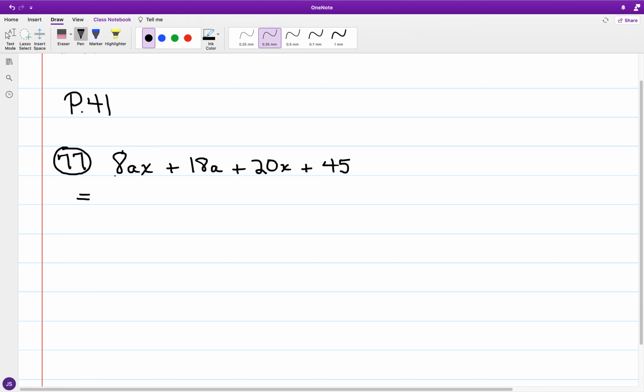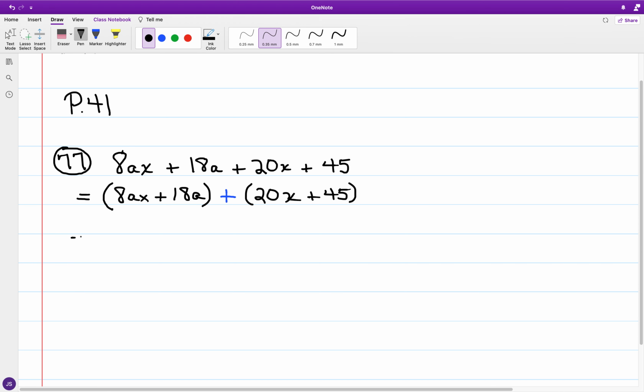So for this particular situation, if I group into pairs, what we have at the start is 8ax plus 18a, and we have the operation in the middle separating the first two from the last two terms. That is going to be addition. So you have the quantity 20x plus 45.